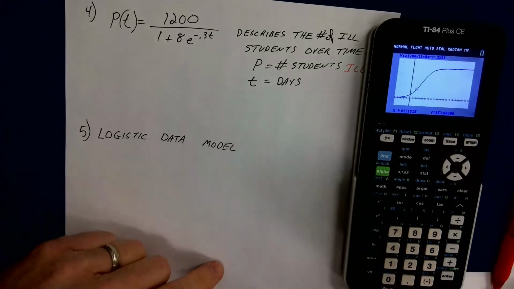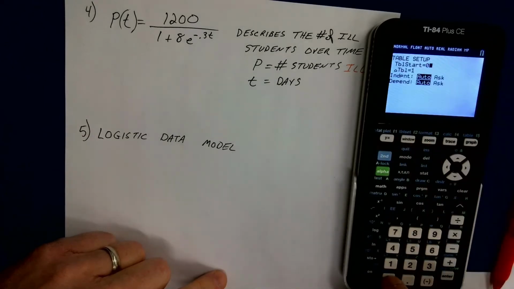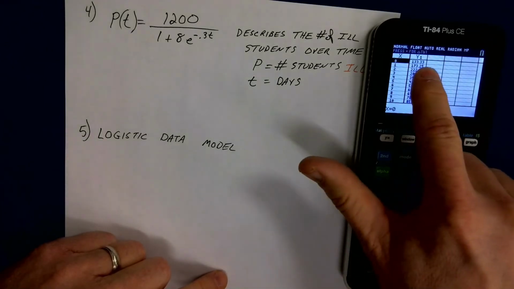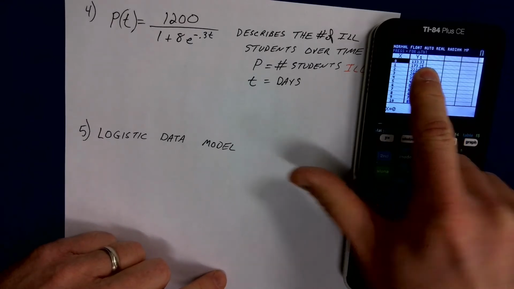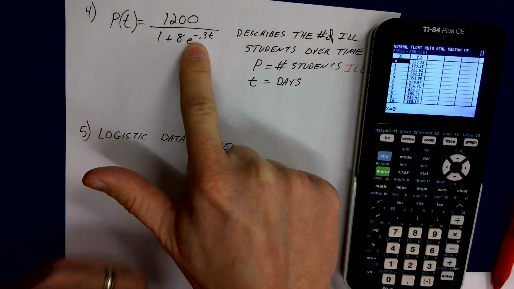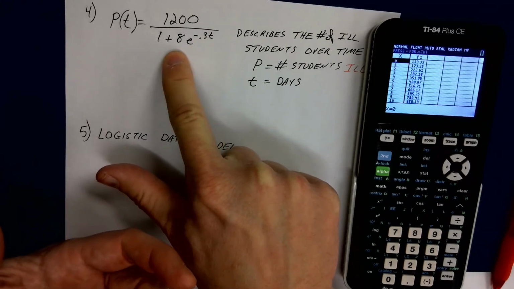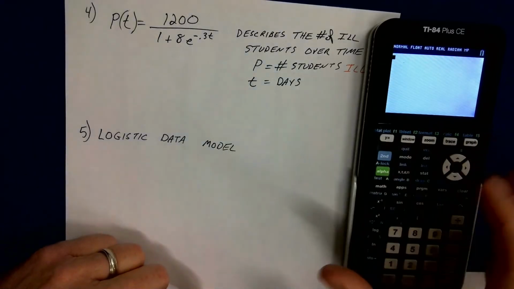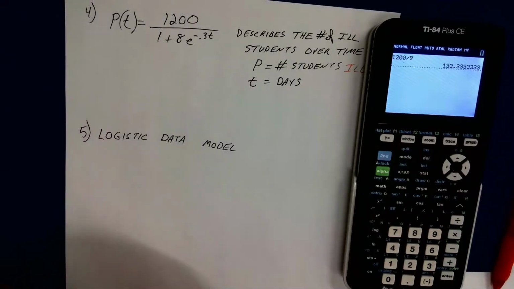Okay? So let's take a couple things. We're going to go here to the table setup and start it at 0 days, and look here. You can see that 133.3 is the y-intercept. Where does that come from in the equation? I plug 0 into t, then 0 times negative 0.3 is 0. Anything to the 0 power is 1, so e to the 0 becomes 1. 1 times 8 is 8. So watch on my calculator, home screen, 1200 divided by 9. There's my 133.3, which is my y-intercept.